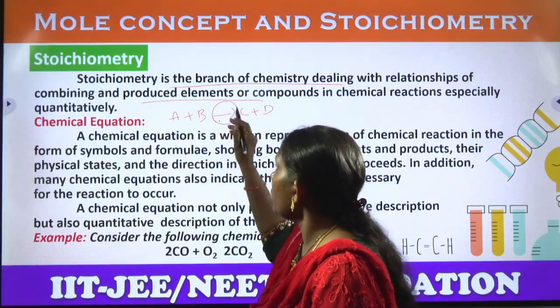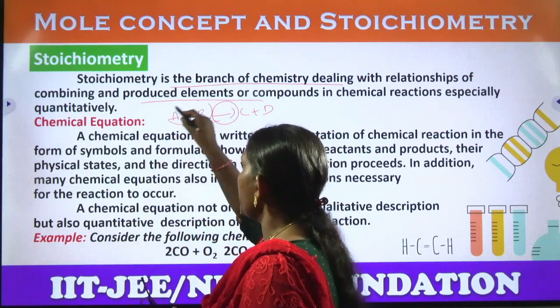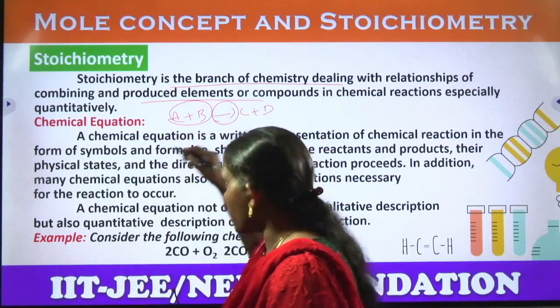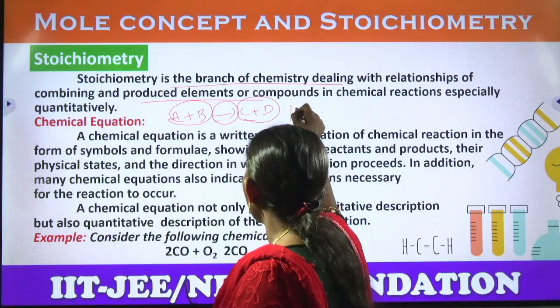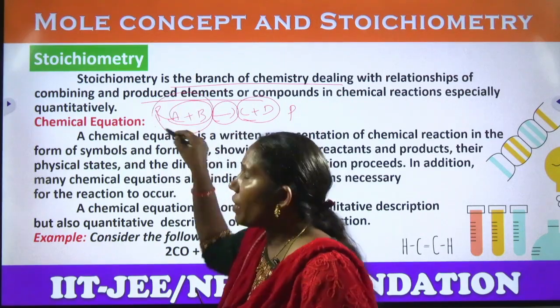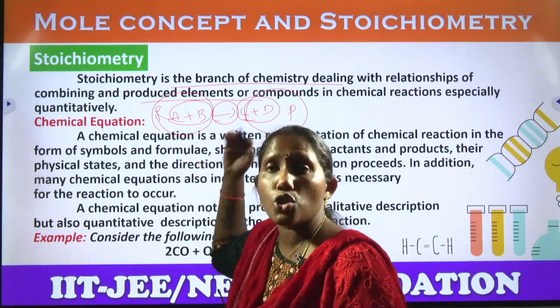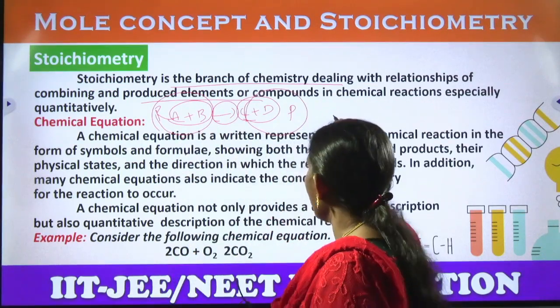For this arrow, the right side and left side: A plus B will be the reactants, and this is called the products. Reactants or products, on the reactant side, how many atoms are there? On the product side, how many atoms are there? Both should be equal.